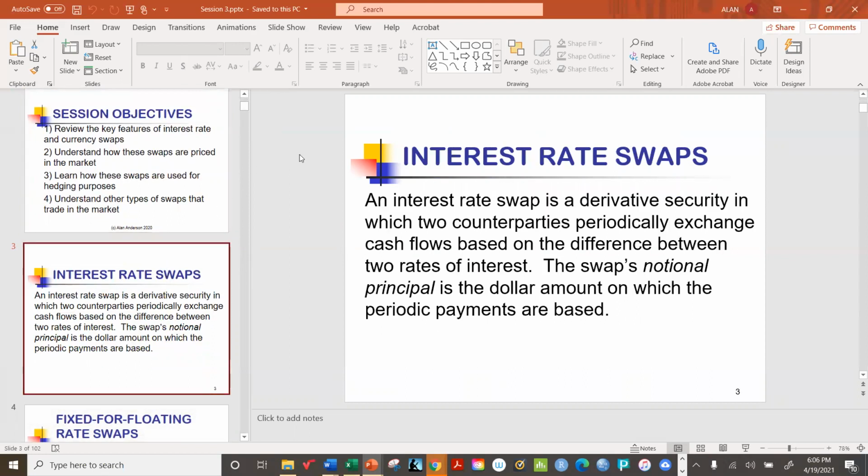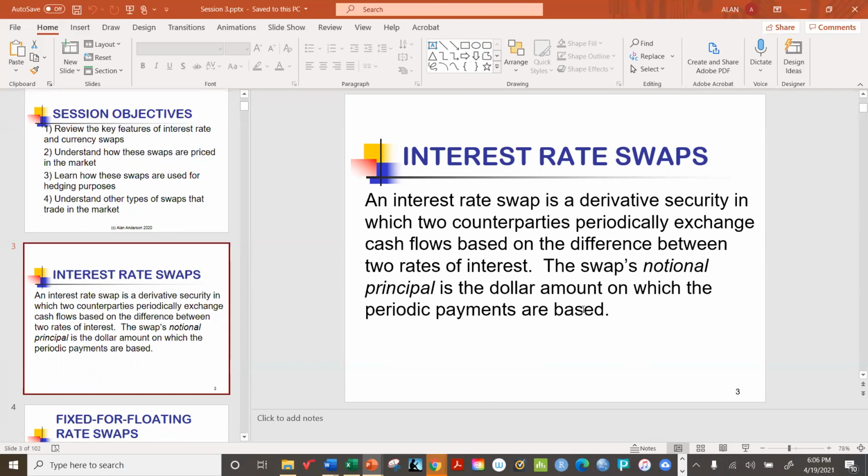Of course, we remember from a couple of weeks ago, this is a derivative security in which two counterparties exchange cash flows based on the difference between two rates of interest. There's always a notional principal underlying each swap. This is how we determine the actual dollar amount of the payments. In other words, it doesn't help to know what the interest rates are if we don't have a notional principal. So let's say if we swap 1% with each other, that 1% is 1% of the notional principal. That way we know the dollar amount as well as the percentage.